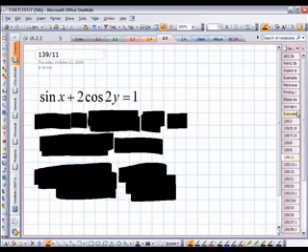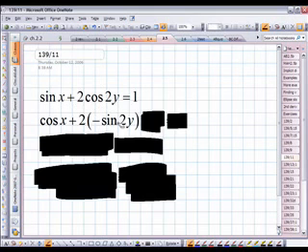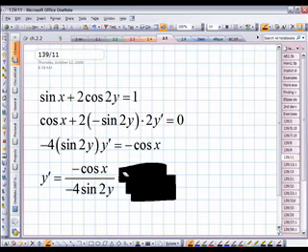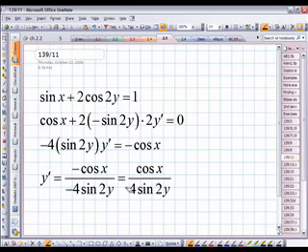Okay, some more trig. Derivative of sine x is cosine x, and then plus 2 is a constant multiple. Derivative of cosine is negative sine. Derivative of 2y is 2y prime. Derivative of 1 is 0. So get all the y prime stuff on the left, get all the non-y prime stuff on the right, and then again we just simply divide and get rid of some negatives.